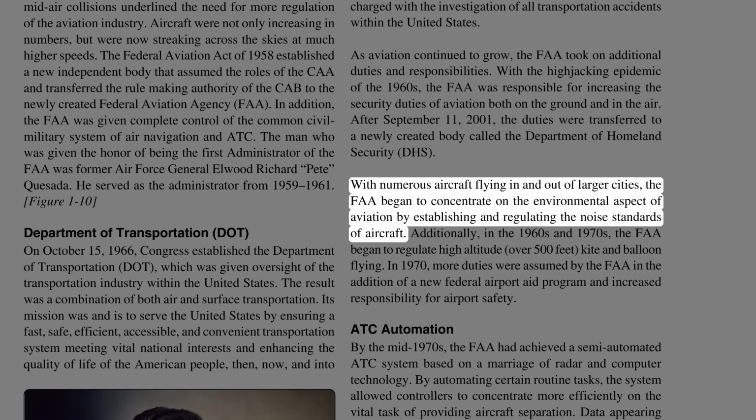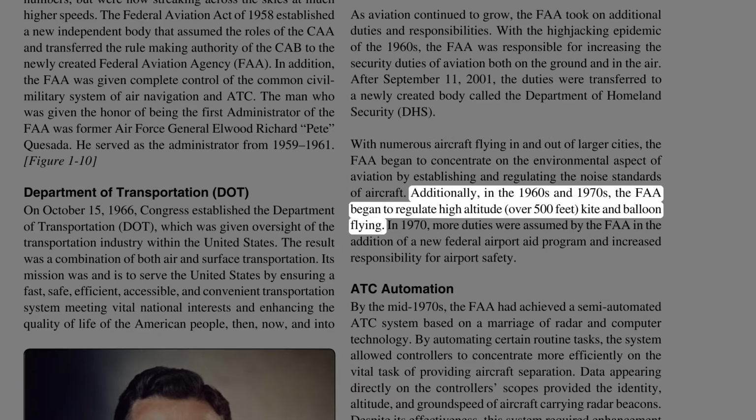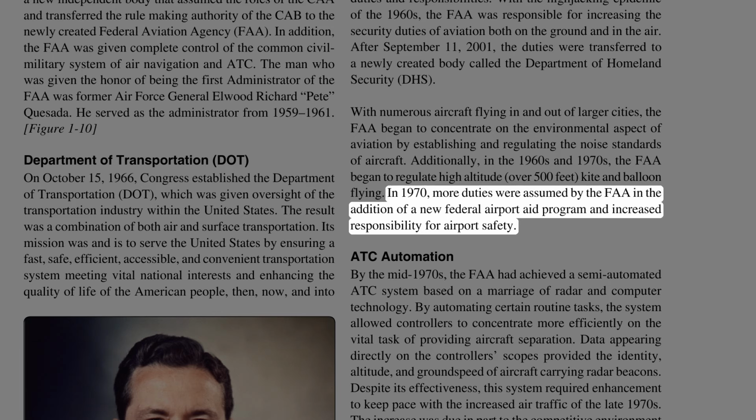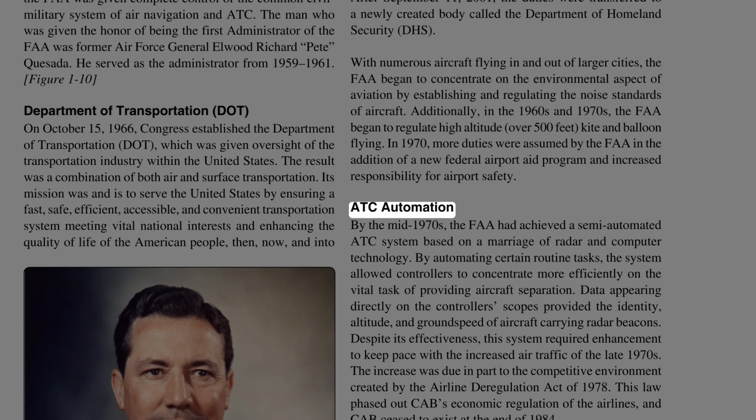With numerous aircraft flying in and out of larger cities, the FAA began to concentrate on the environmental aspect of aviation by establishing and regulating the noise standards of aircraft. Additionally, in the 1960s and 1970s, the FAA began to regulate high-altitude (over 500 feet) kite and balloon flying. In 1970, more duties were assumed by the FAA in the addition of a new federal airport aid program and increased responsibility for airport safety.